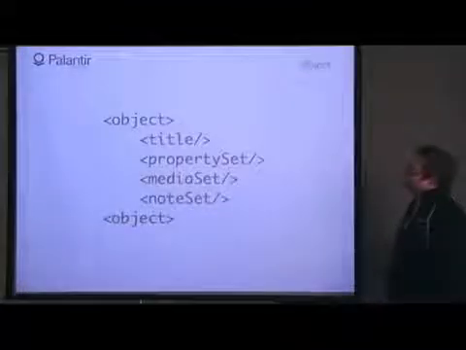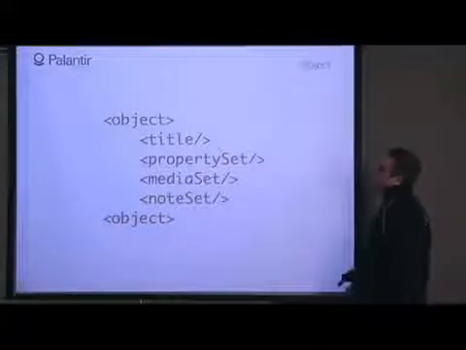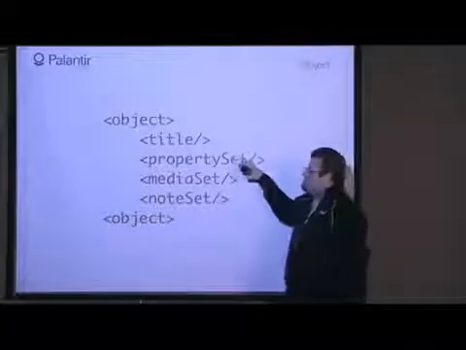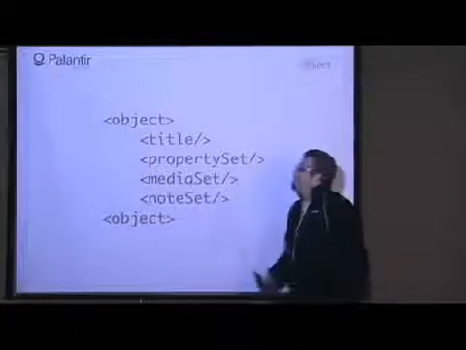So the second element, when I spoke of the meat of a PXML document, is an object set. And an object set contains objects. Now here's an overview of the structure of an object. We have a title, property set, media set, and note set, which contain what you'd expect.